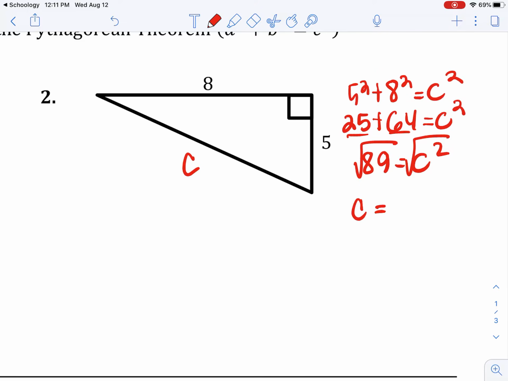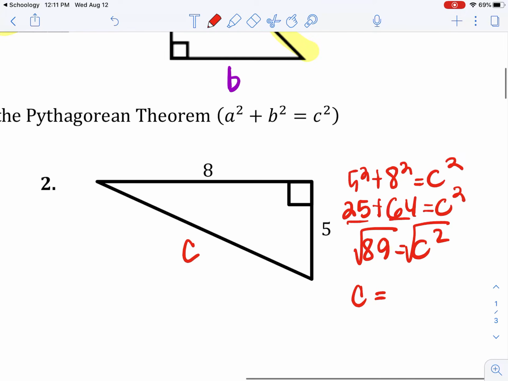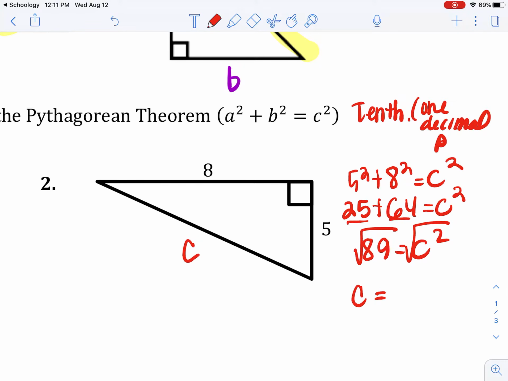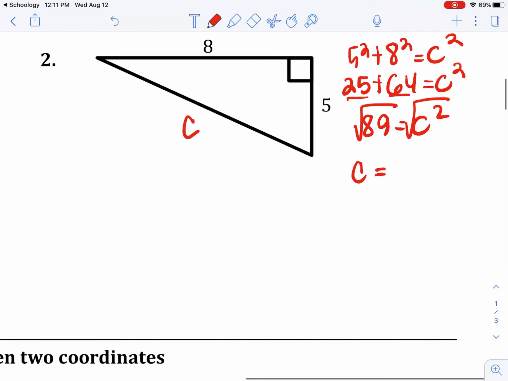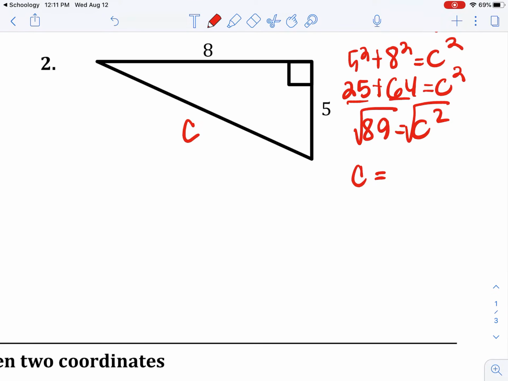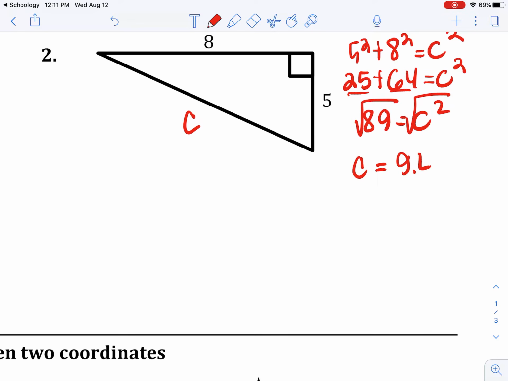It would say round to the nearest tenth. Okay? So round to the nearest tenth. The tenth is 1 decimal place. So look at your calculator, round that answer to the nearest tenth. 9.4. Make sure you're typing these in there.